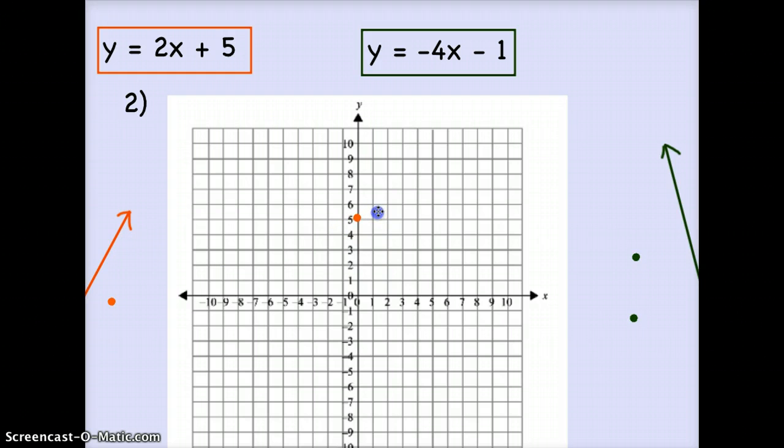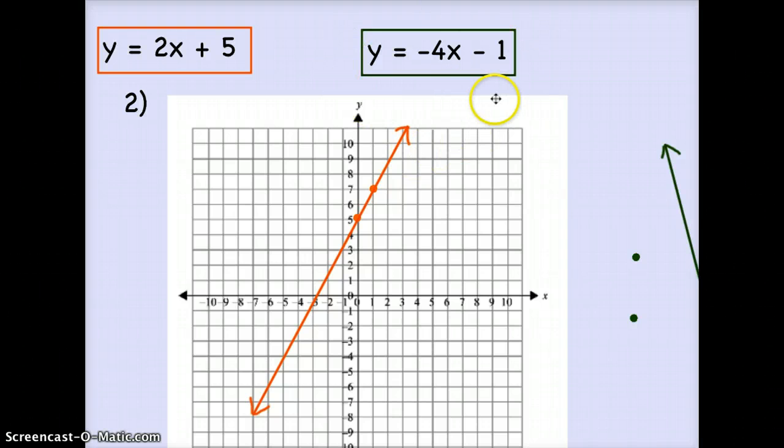There we go. I will use my slope to find another point. Our slope is 2, so if we're considering the rise over run, our rise is 2 and our run is 1. So we will go up 2, and our run is 1. So there's our second point. We can take a ruler and draw a line through those 2 points to graph the equation.